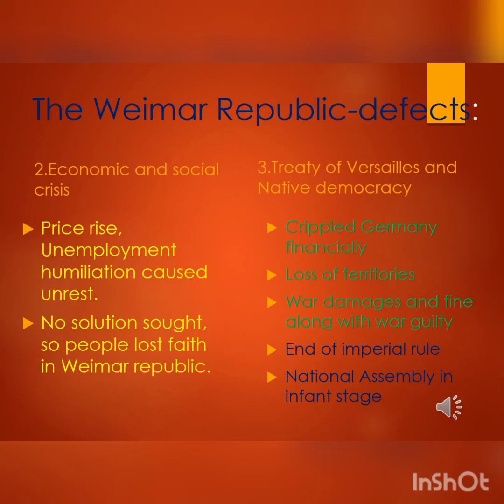The Weimar Republic's defects. Second point, economic and social crisis happened. The price of bread increased. Unemployment and humiliation caused an unrest situation in Germany. No solution was sought by the Weimar Republic. So people lost faith in the Weimar Republic.